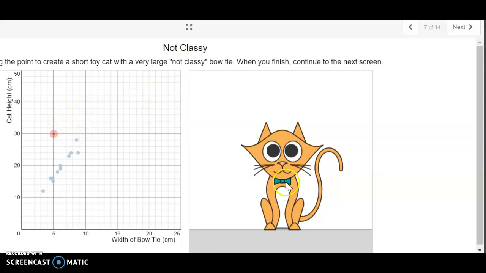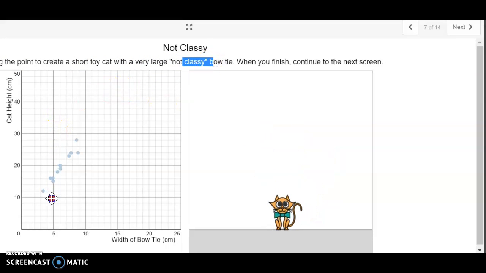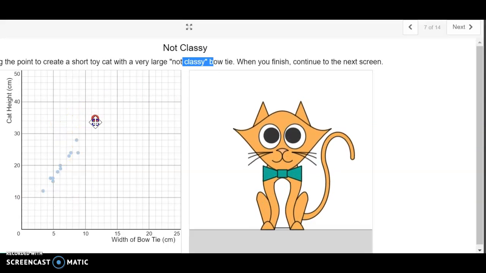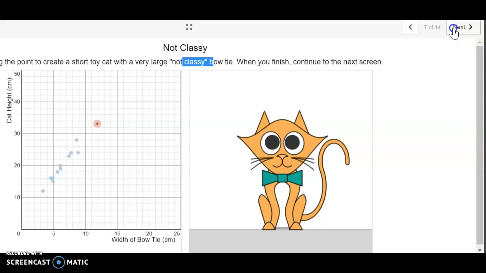Going to the next one, same kind of idea. Look at this big cat with the tiny little bow tie. Your job, drag the point to create a short cat with a not classy bow tie. So your job now is to make him little with a non-classy tie, whatever you determined that to be. So play around with that, please.